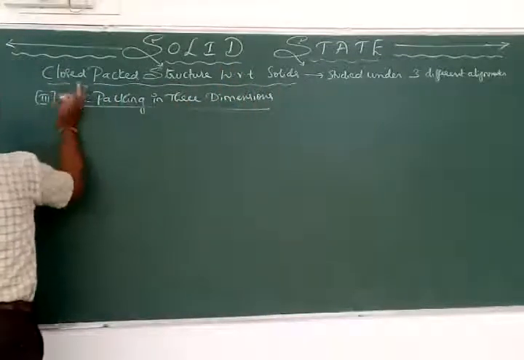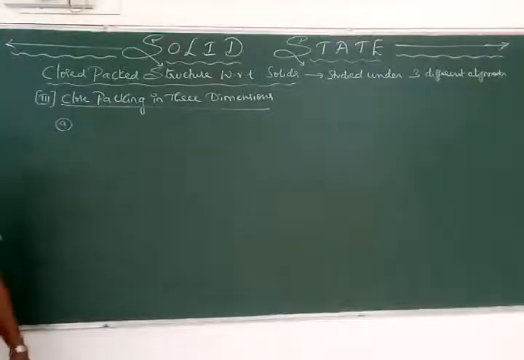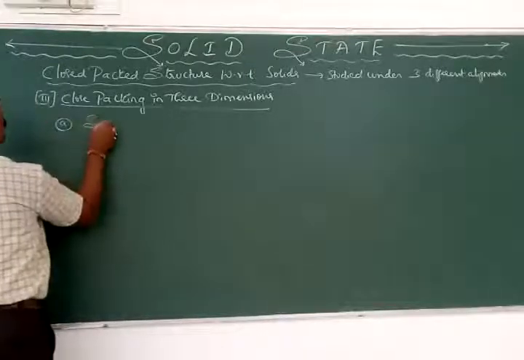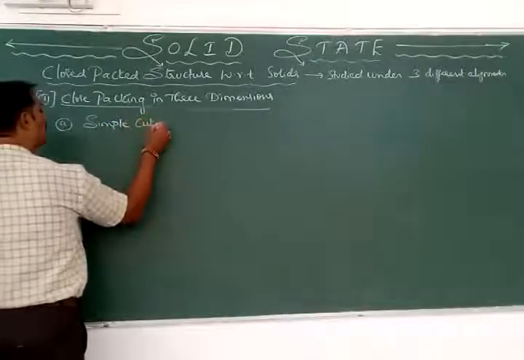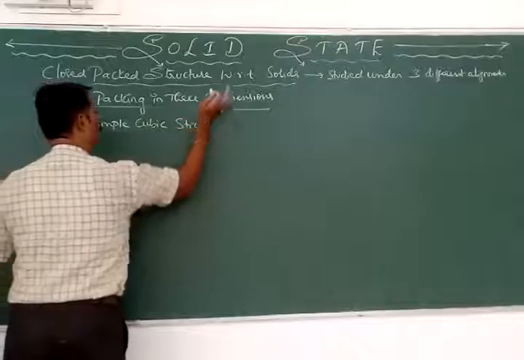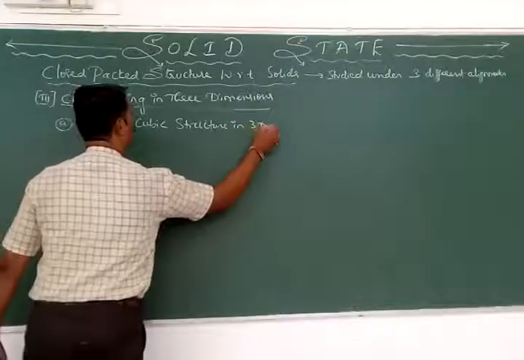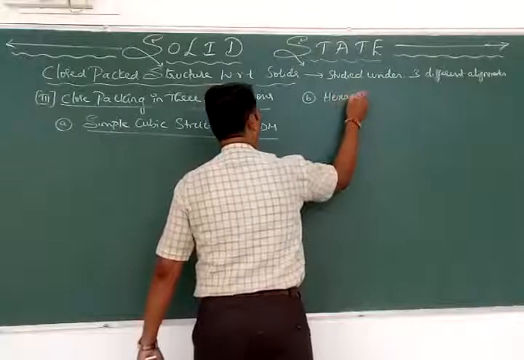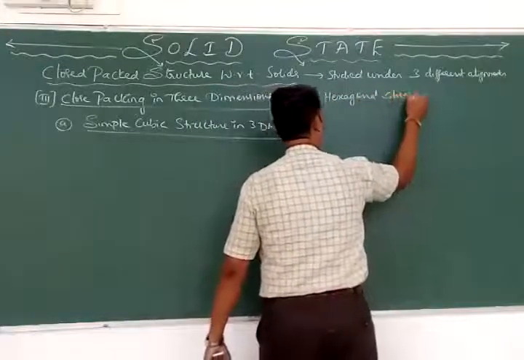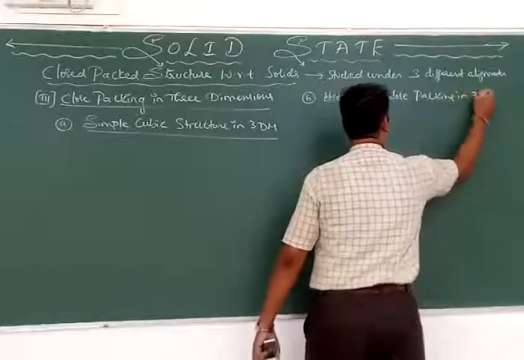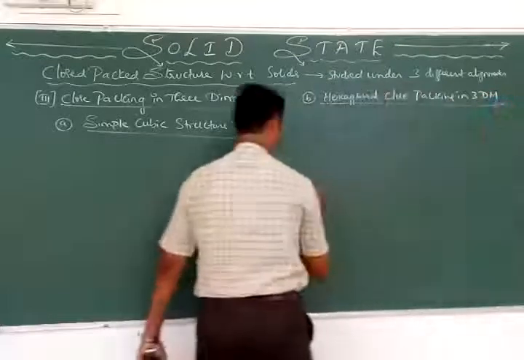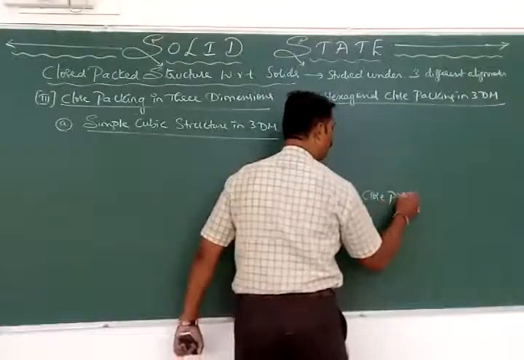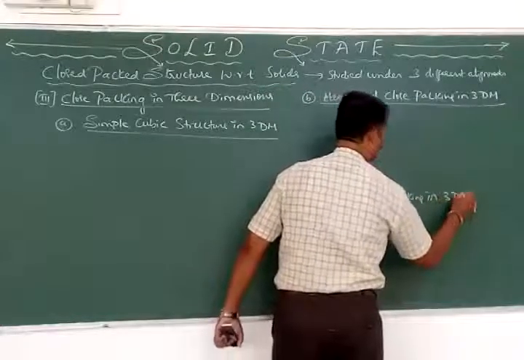So here we have three types. The first one is simple cubic structure in three dimensions, and then we have hexagonal close packing in three dimensions. And the last one we have is cubic close packing, again in what dimension? The three dimension.